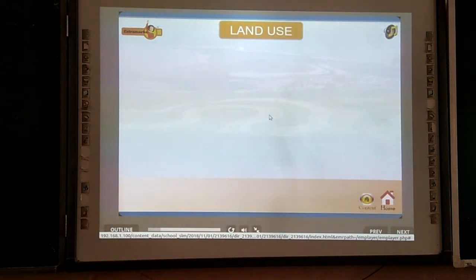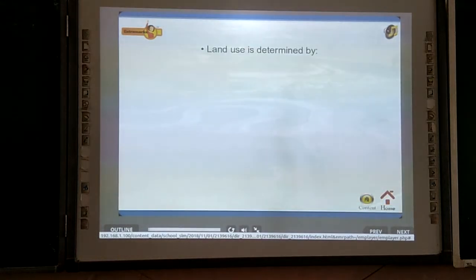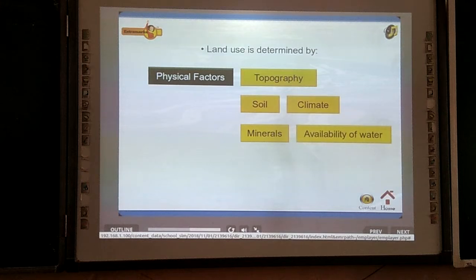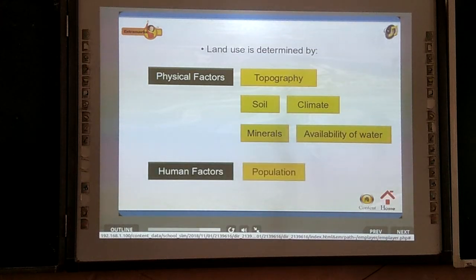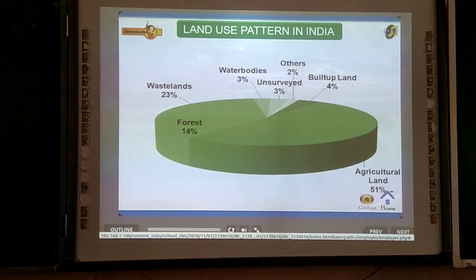Land use. Land use is the use of land for various purposes like agriculture, forestry, mining, buildings, roads. Land use is determined by physical factors which include topography, soil, climate, minerals, and availability of water. Human factors include population and technology. Have a look at this pie diagram showing the land use pattern in India.